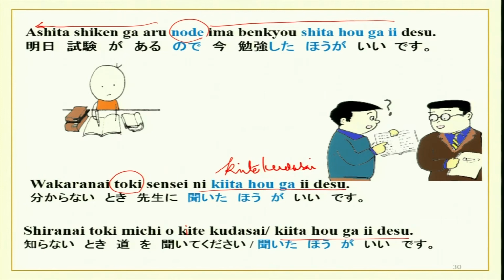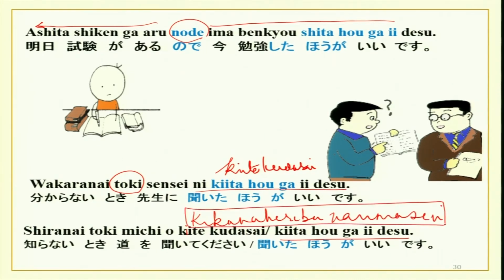Or shiranai toki, michi o kikanakereba narimasen. We have done this also in lesson 17. Please revise this, that it is a must to ask. Even though it is in negative, the meaning is positive. Mainichi gakko e ikanakereba narimasen. I have to go to school every day.